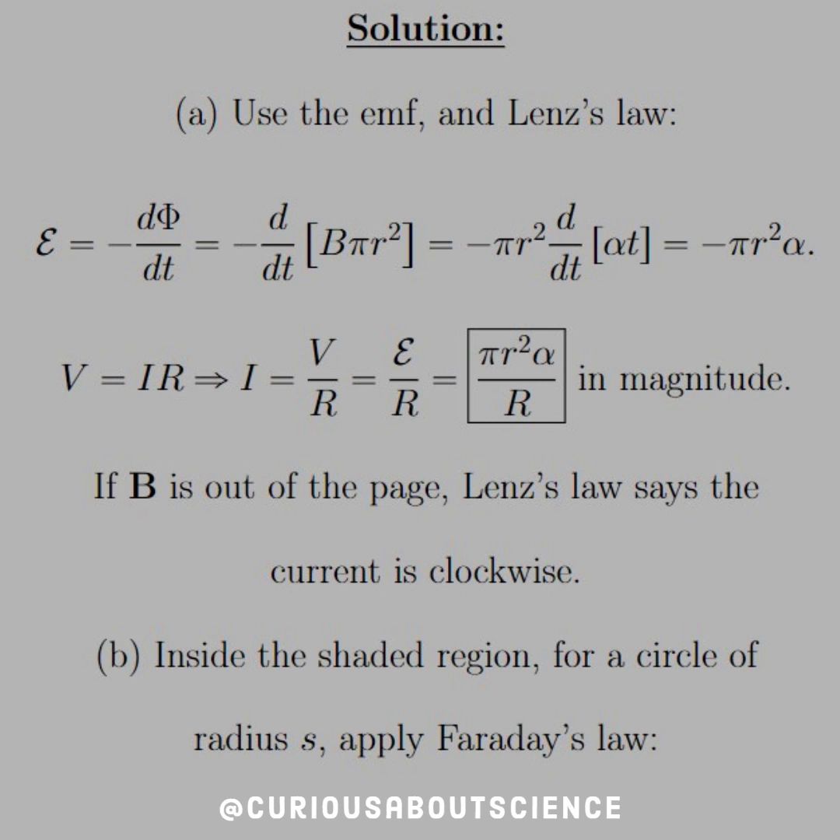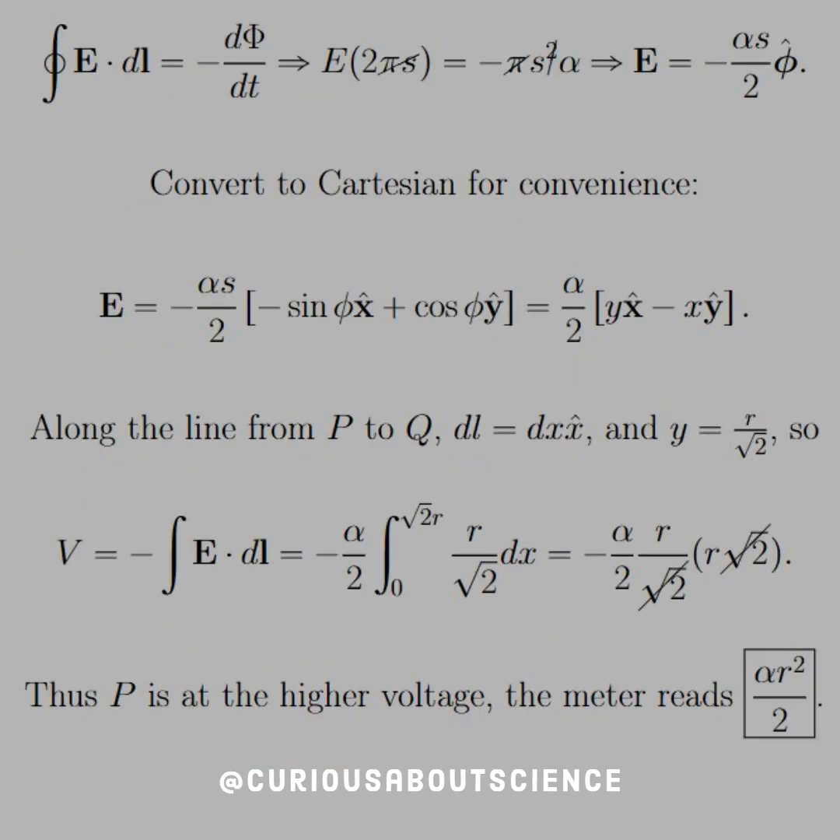So what this tells us is that the closed line integral of E is equal to the negative time derivative of the flux. And we see that the integral yields E times 2 pi s, and the flux is equal to negative pi s squared alpha. So you see that a factor of pi and s cancel, and we're left with E equal to negative alpha s over 2 phi hat. Convert this to Cartesian for convenience.